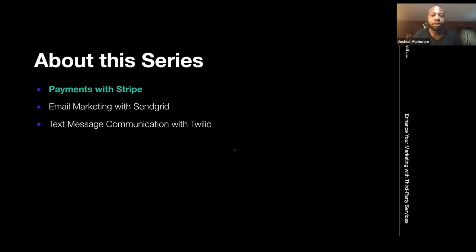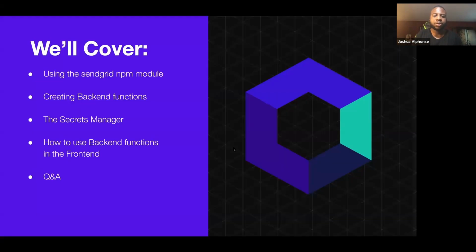Okay. So about this series, we did payments with Stripe. Now we're going to go over email marketing with SendGrid. Today we're going to cover using the SendGrid NPM module. We're going to create backend functions again. These backend functions are going to help us connect to the NPM module, and we'll be able to create a function that will communicate with the SendGrid API as well.